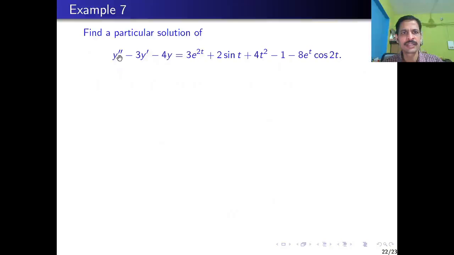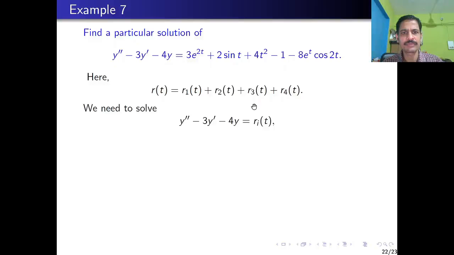So here you see we have been asked to find the particular solution of y double prime minus 3y prime minus 4y is equal to 3 e raised to 2t plus 2 sin t plus 4 t square minus 1 minus 8 et cos 2t. So here I can treat this as r1x, this as r2x, these two terms together as r3x, and this one as r4x, because they are all of different types. So Rx consists of these four terms.